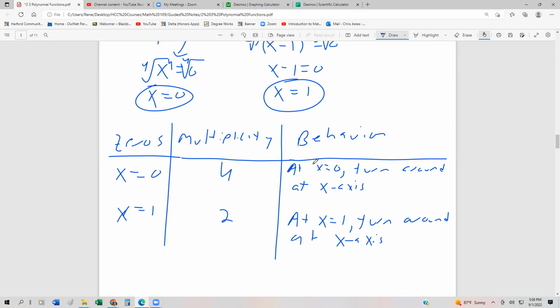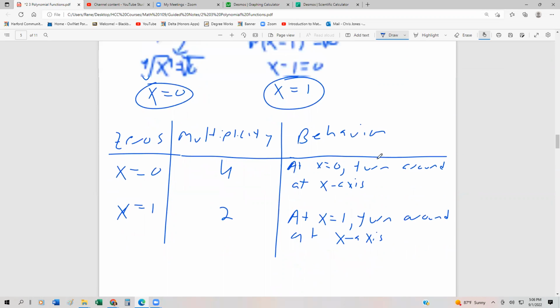So in the last set of videos in this section, we are going to put all that information together, and we're going to try to graph these polynomial functions without utilizing a graphing device. But of course, we can check the answer by using our graphing device at the end.